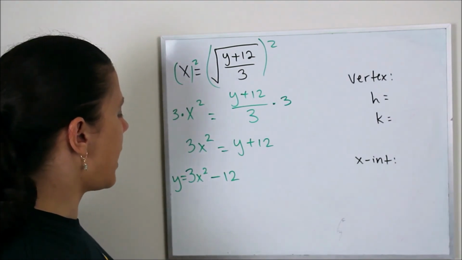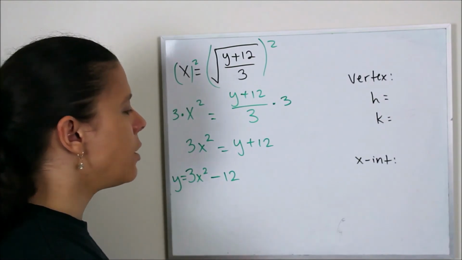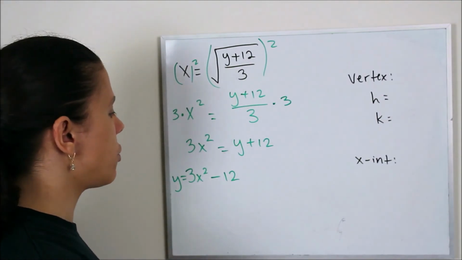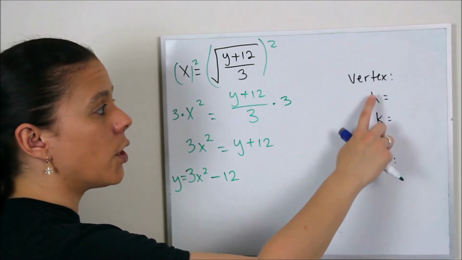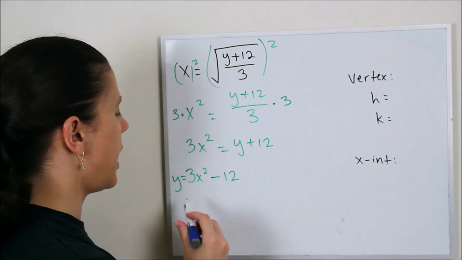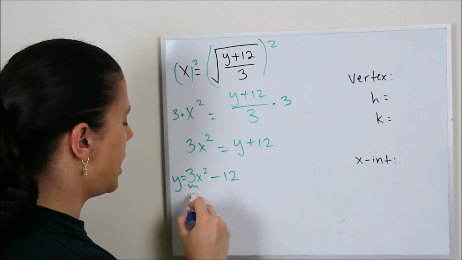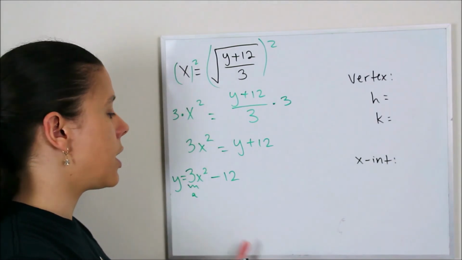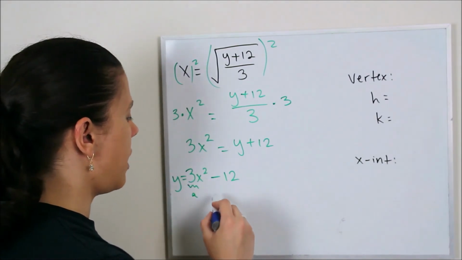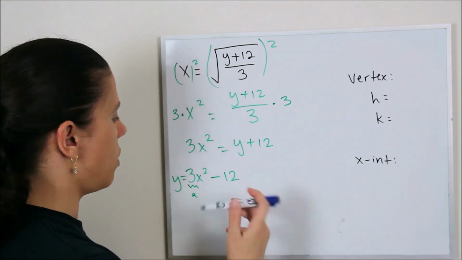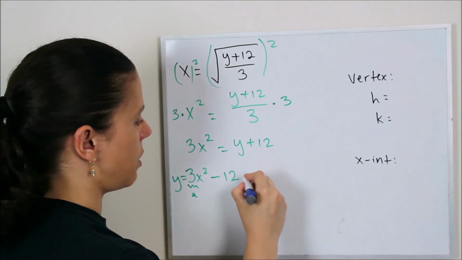Okay, so now that I have that, I can do two things here. I can either just go ahead and find the vertex for it, because we have our a, which is 3, and we have our b, which is 0. We know that b is actually going to be 0 because this is the same thing. I'm going to rewrite it here.